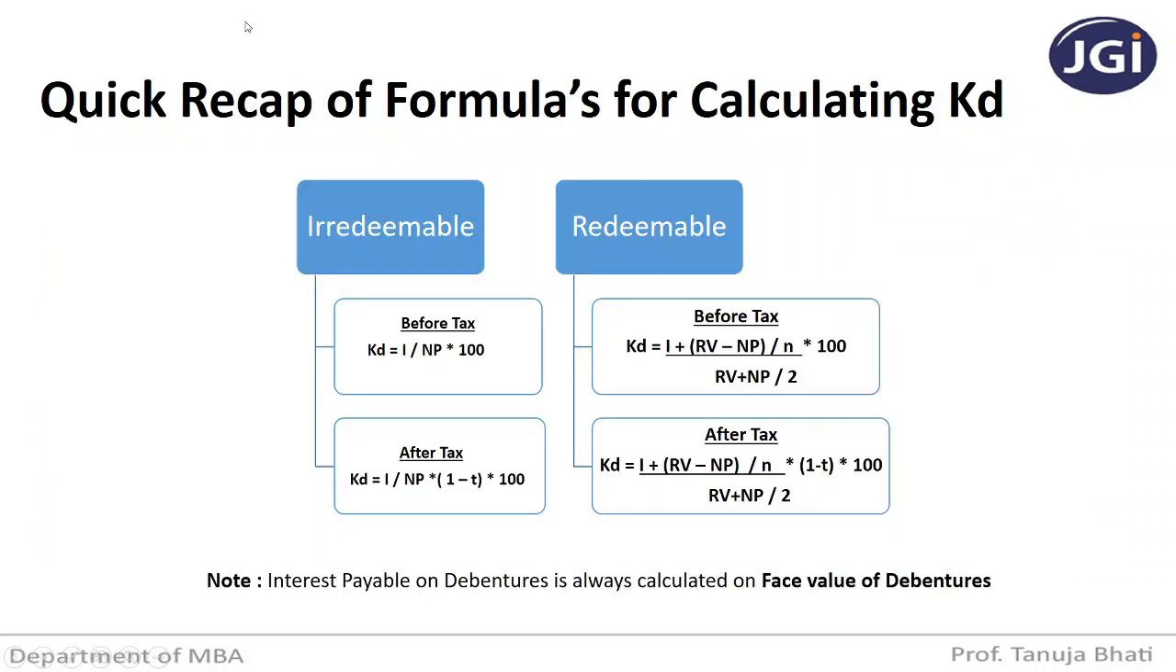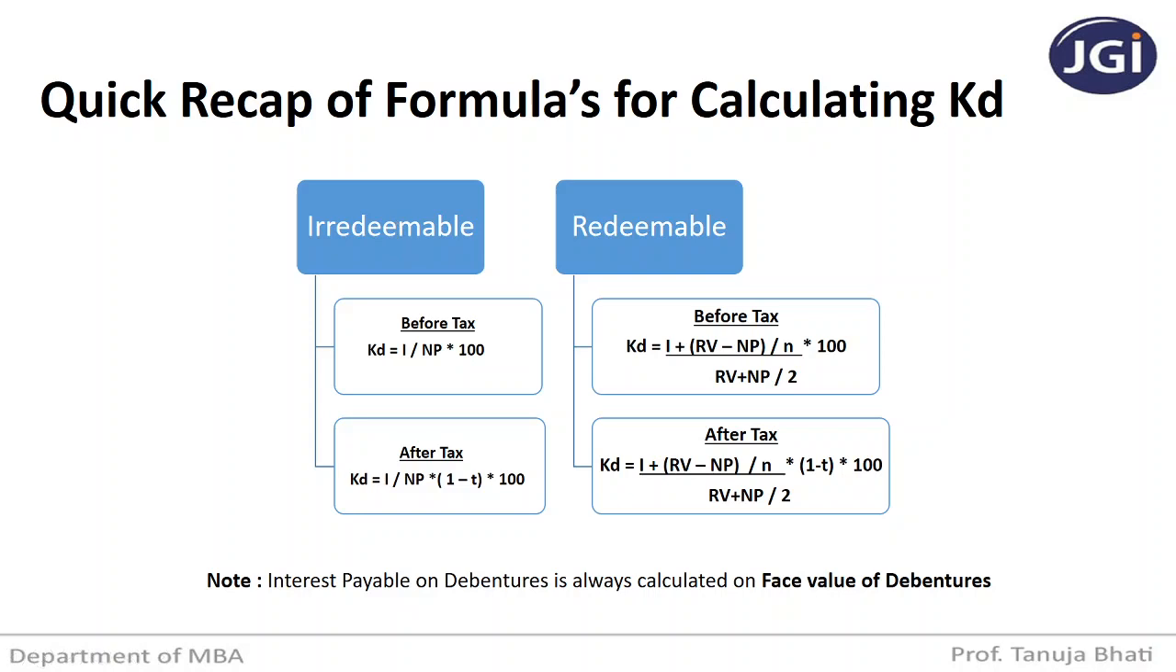Now let us have a quick recap of the formulas for calculating KD. First you have to see whether it is before tax or after tax. Once you have seen that, you have to see whether the debentures are irredeemable or redeemable. If the debentures are irredeemable, RV is not going to be there, redemption value is not going to be there, repayment value is not going to be there. Why? Because irredeemable itself means that the debentures are not repayable by the company.